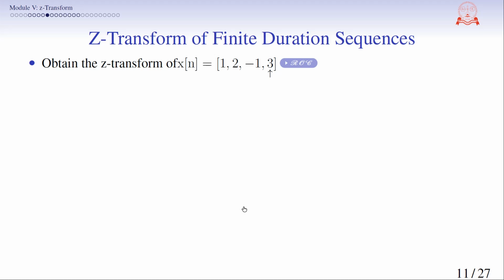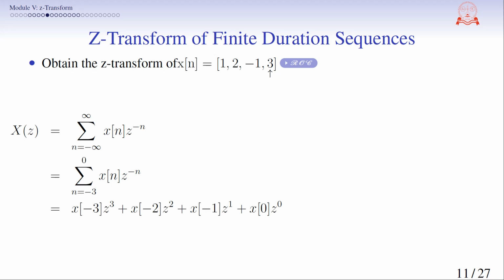Let's compute the Z transform of x(n) equal to 1, 2, minus 1 and 3, where x(0) is equal to 3. So the general equation is X(z) equal to summation n equal to minus infinity to plus infinity x(n) z raised to minus n. That's equal to, changing the limits of n, summation n equal to minus 3 to 0 x(n) z raised to minus n. That is x(minus 3) z raised to 3 plus x(minus 2) z raised to 2 plus x(minus 1) z raised to 1 plus x(0) z raised to 0.